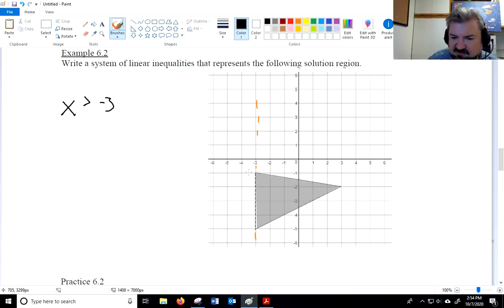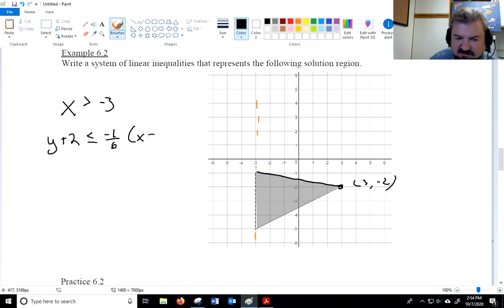All right, now this next one here, we're definitely shading below. This is a solid line that we're shading below. All I need is a point and a slope. I got a point right here at (3, -2), and I can use that for both lines too. So I'm going to say y plus 2, going below, so less than or equal to negative 1/6, down 1 over 1, 2, 3, 4, 5. It is. Times x minus 3. Point slope form makes it so easy, y'all.